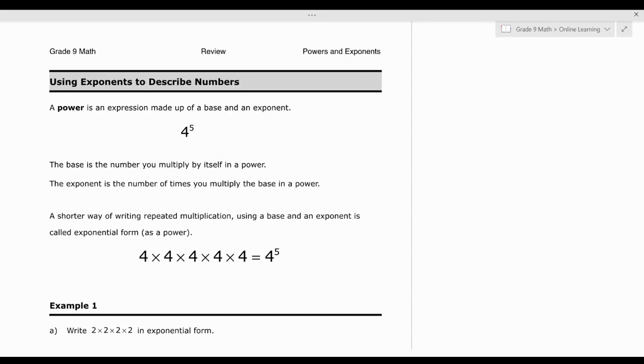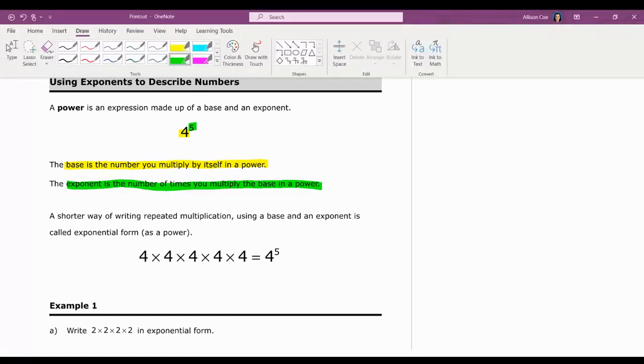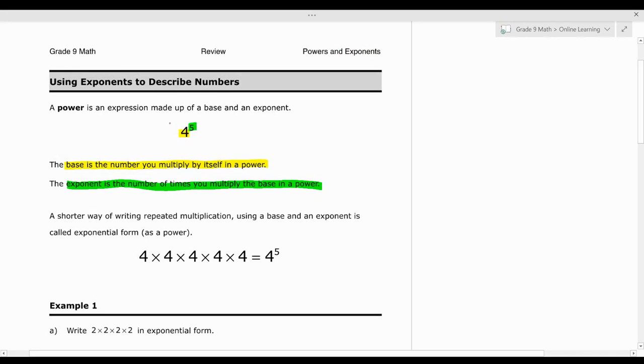Then it tells you the base is the number you multiply by itself in a power. So I'm going to highlight here, this is our base. So we would say that the base for this power is 4. And then the exponent is the number of times you multiply the base in that power. So for this example, the 5, that would actually be the exponent. All right, and then what happens when you put these two together, so put a somewhat square shape around it, this whole thing we would refer to as a power.